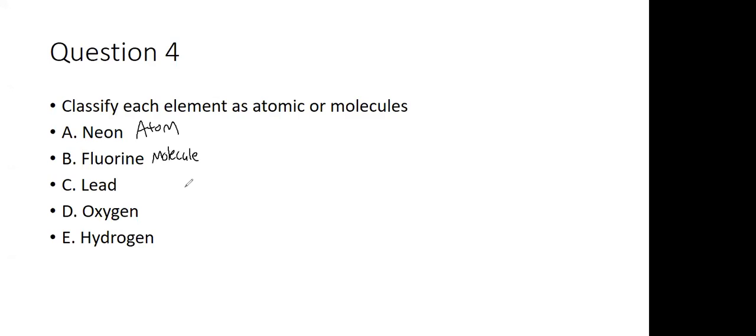Lead, metals are always an atom by itself. Oxygen is one of ours that always forms a molecule with itself, as does hydrogen. So H, N, O, F, Cl, I, Br is what we are looking for when it comes to diatomic molecules or not.